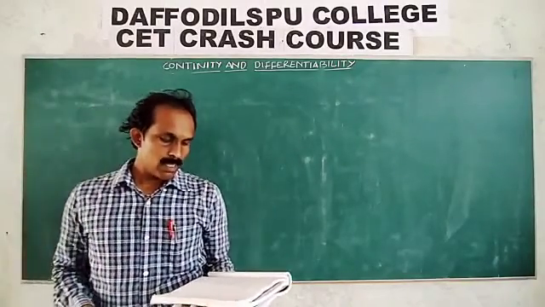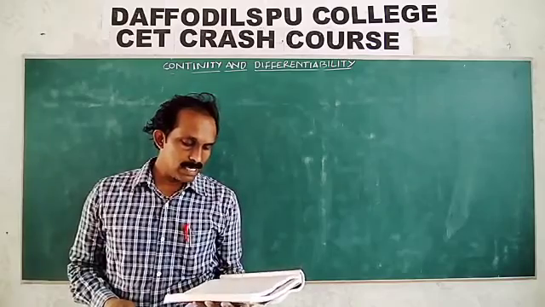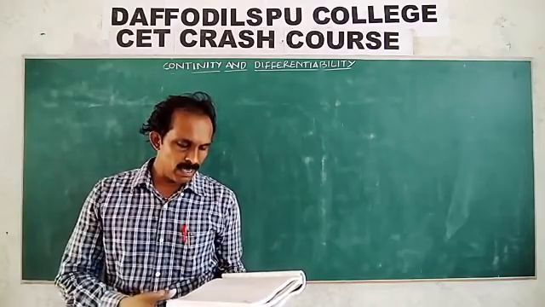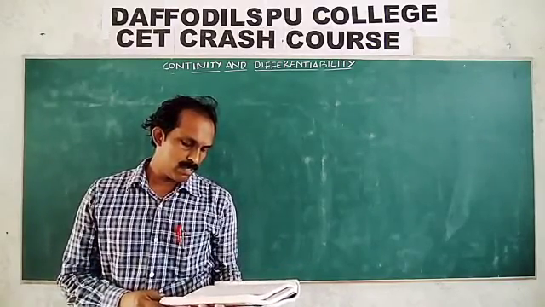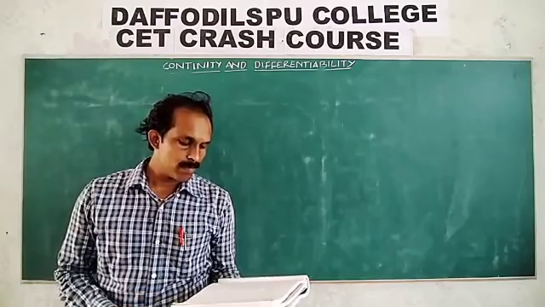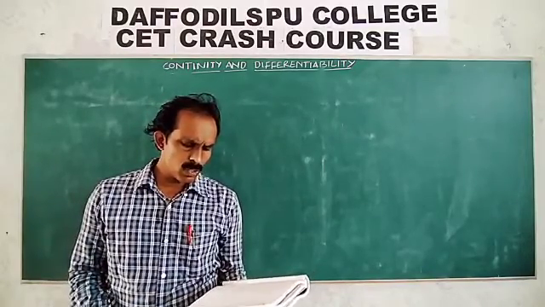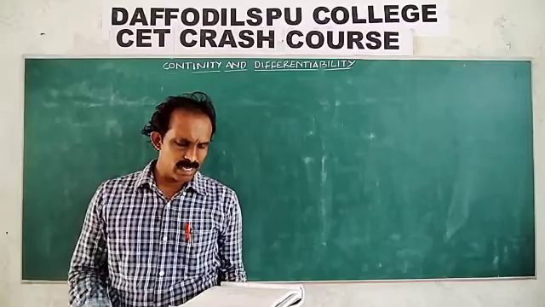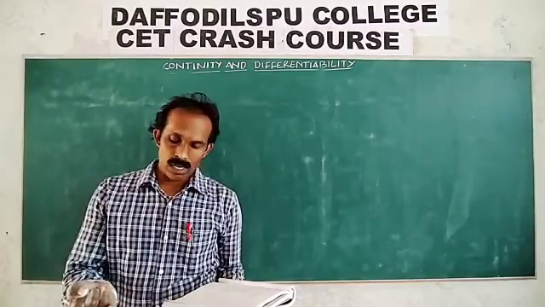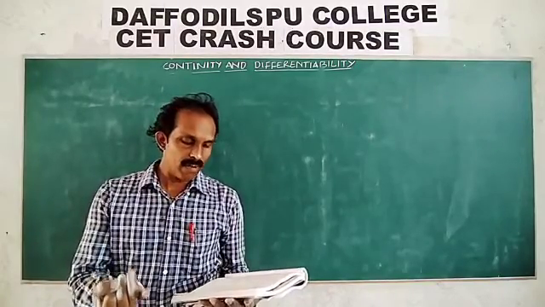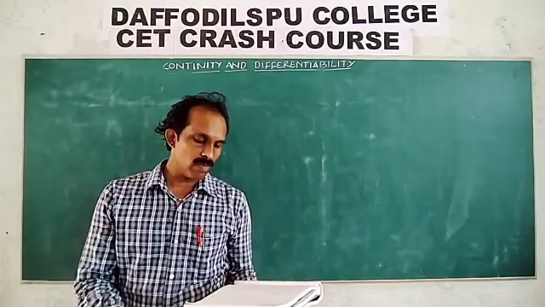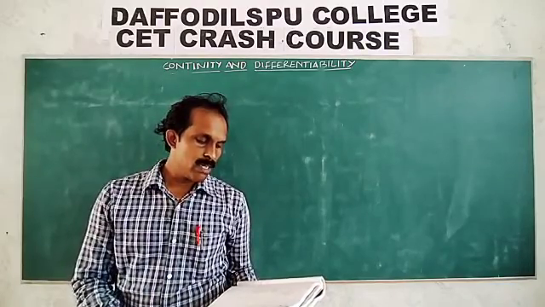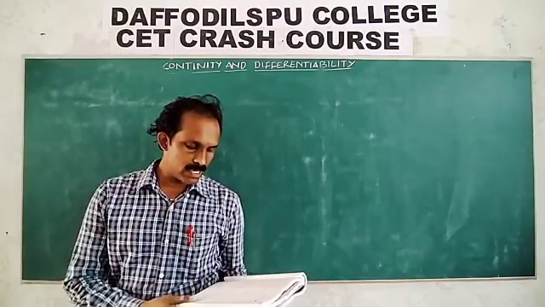That is 7. The function f of x is not suitable to apply Rolle's theorem. Not suitable. Suitable means what? Actual Rolle's theorem means continuous, differentiable, and f of a is equal to f of b. Okay? So we will consider the intervals here.